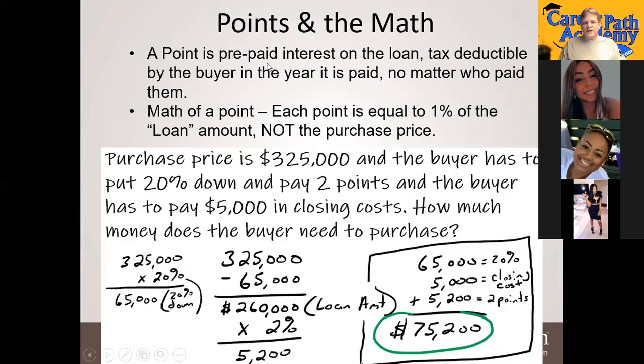Let's do a math problem here. I got one right here on the slide. Points are prepaid interest on a loan, and it's tax deductible by the borrower in the year it's paid, no matter who paid them. Now, the math of the point: each point is equal to 1% of the new loan, not the purchase price. So here's an example of that. If we have a purchase price of $325,000 and the buyer has to put down 20% and pay 2 points.